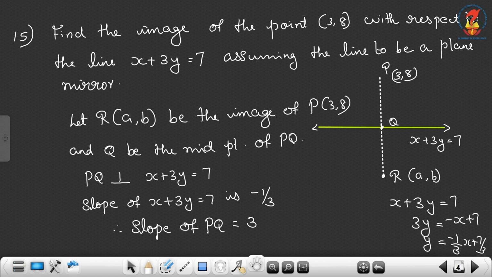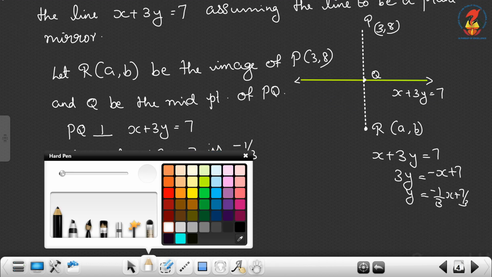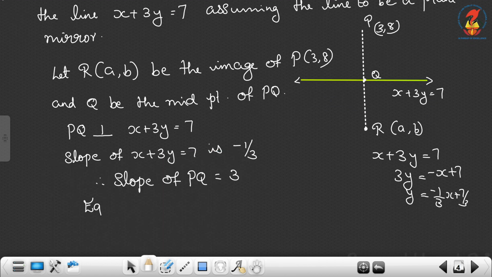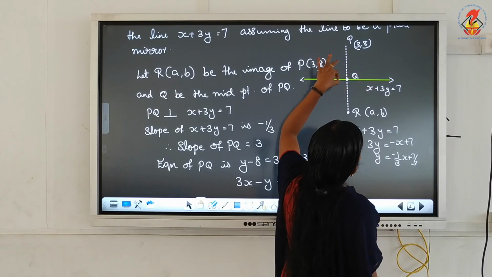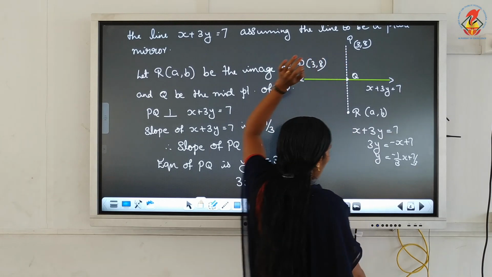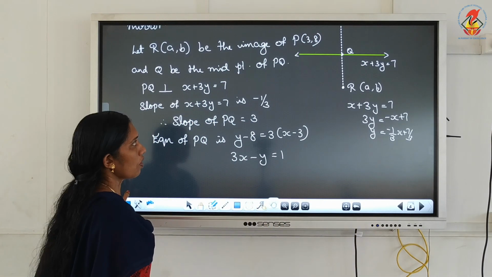Now, we can write the equation of PQ. What is the equation of PQ? Equation of PQ is in point slope form. Y minus 8 is equal to slope into x minus 3, or 3x minus y is equal to 1. Okay, that is the equation of PQ. Now, PQ and the line intersect at Q. We can find the coordinates of Q.